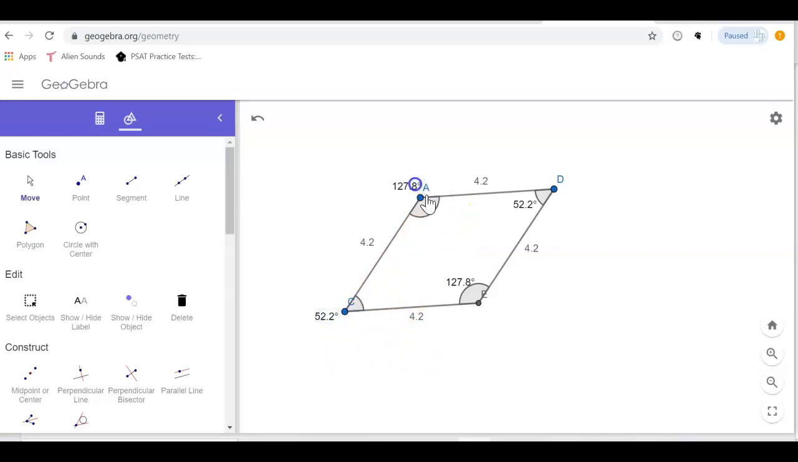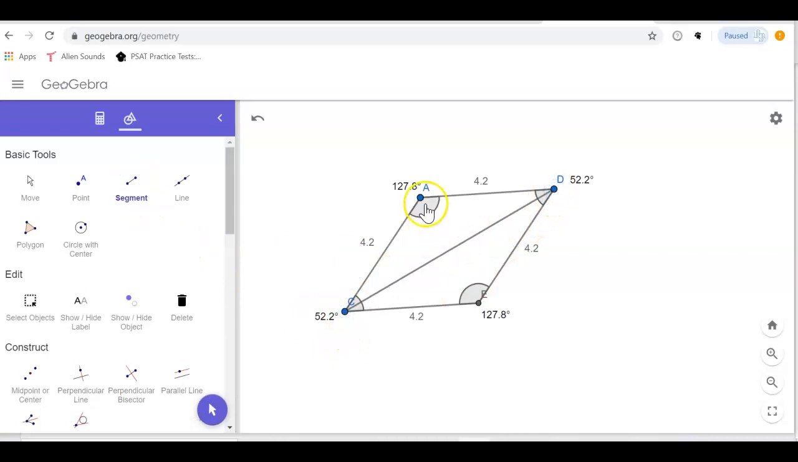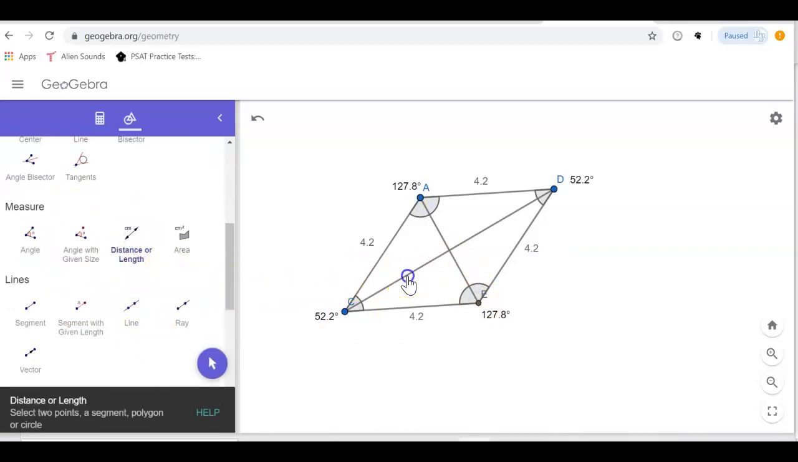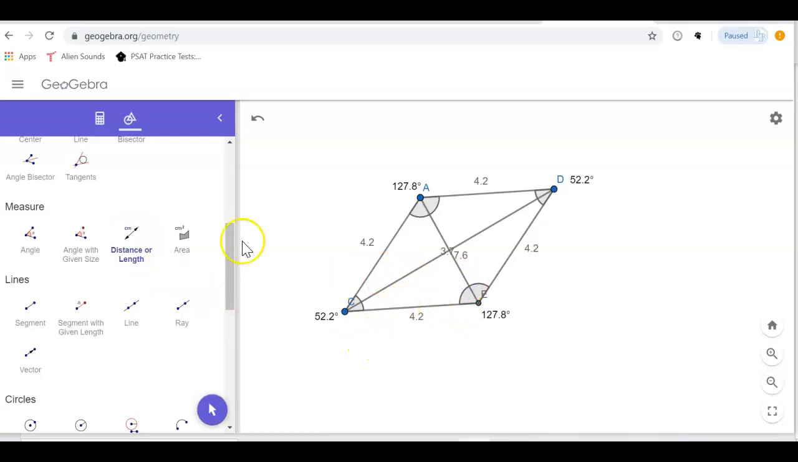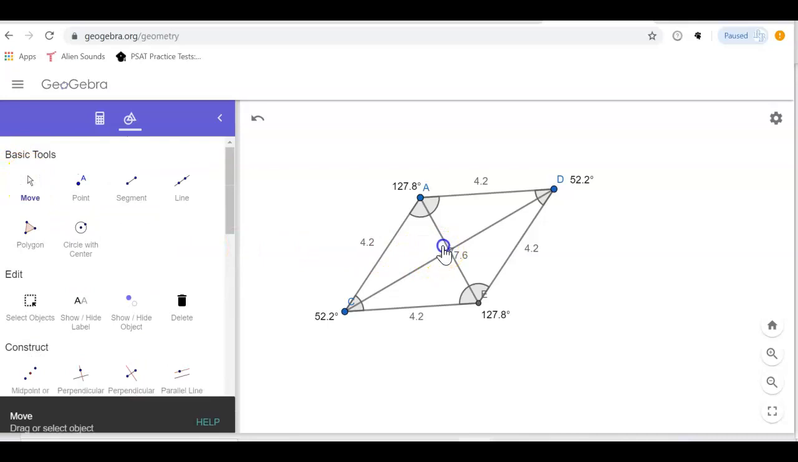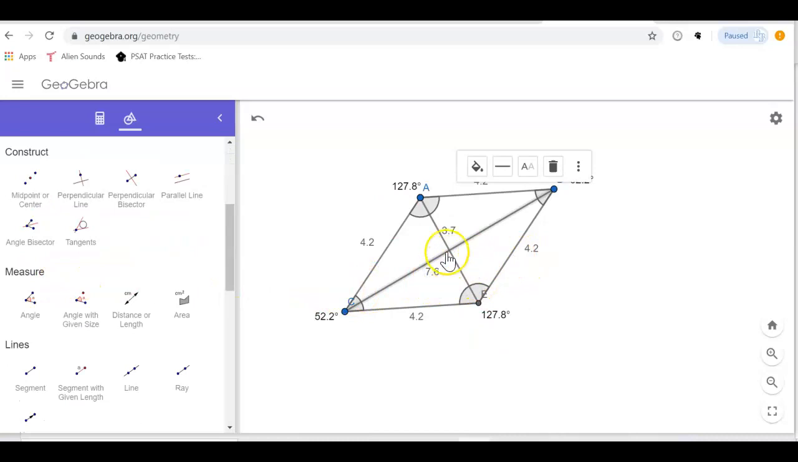I'm going to move these angle measures outside so that we can go ahead and construct the diagonals. Now, right away, let's go ahead and check to see, are these diagonals congruent? Well, as you can see, one of the diagonals, the shorter one is 3.7, the larger one 7.6. So the diagonals are not congruent. So let's go ahead and undo those measures.